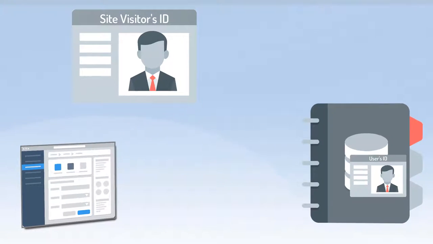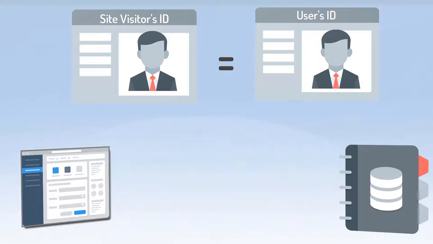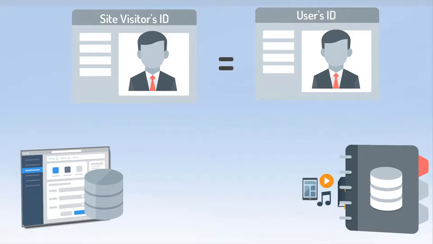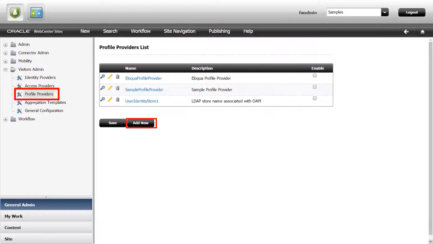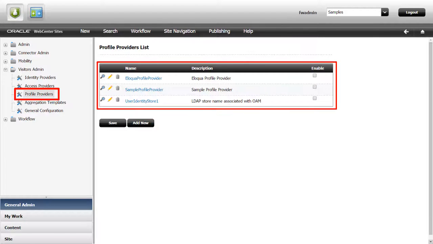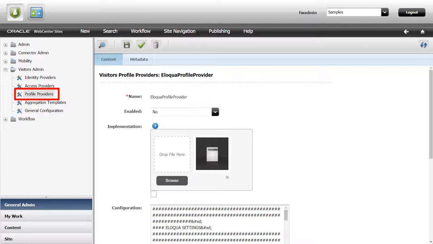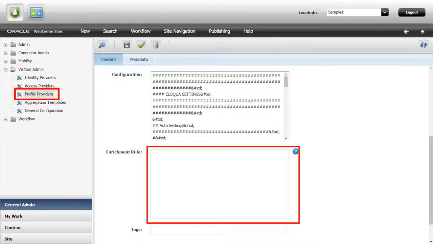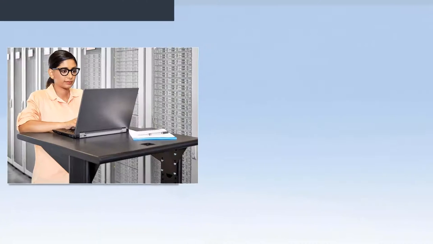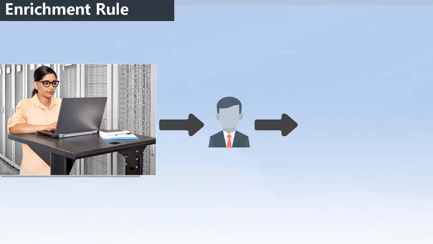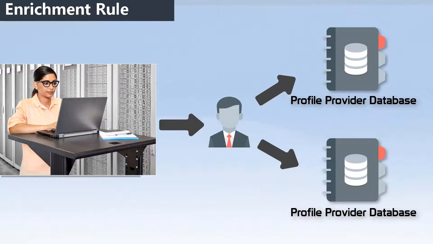If the site visitor's ID matches with a user's ID in the profile provider database, complete information is shared to the local database. To enable this, you can either add a new profile provider or customize the existing ones from the profile providers list. Modify the implementation by adding jar files and other configurations along with an enrichment rule. Enrichment rules enable the system to identify a site visitor across multiple profile providers.